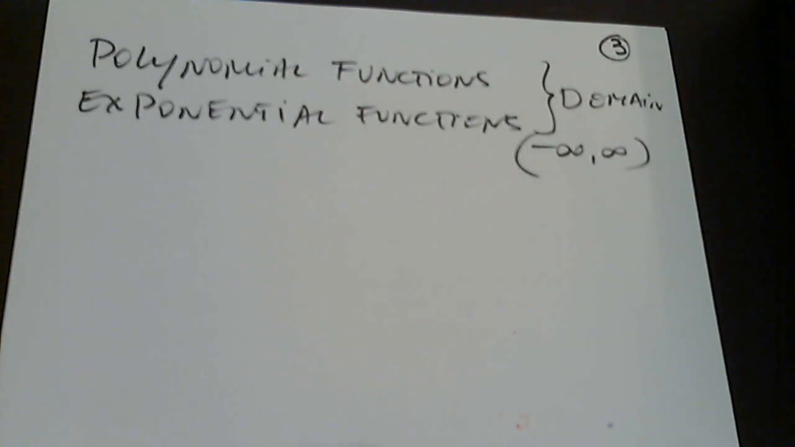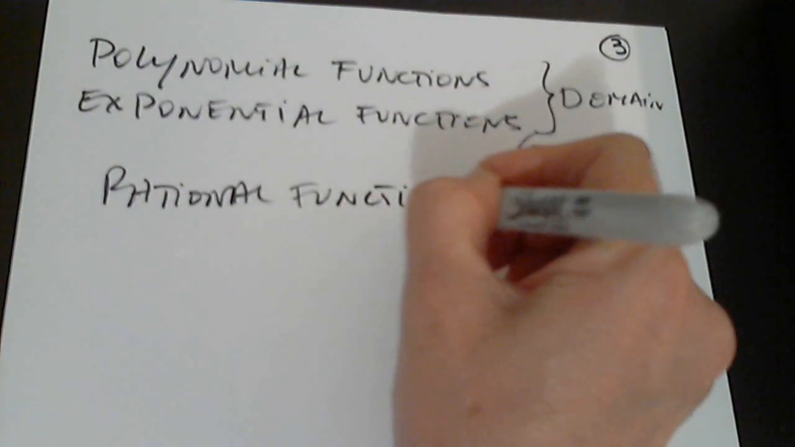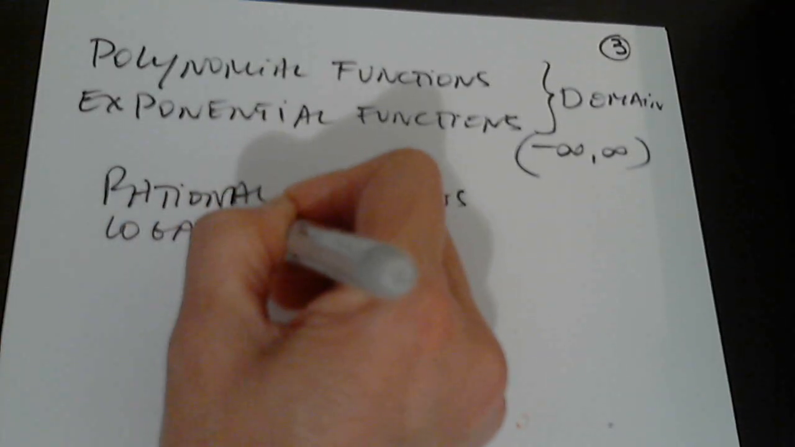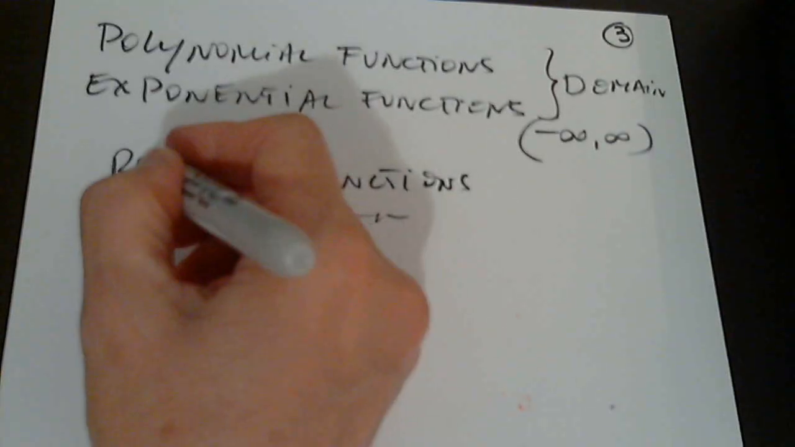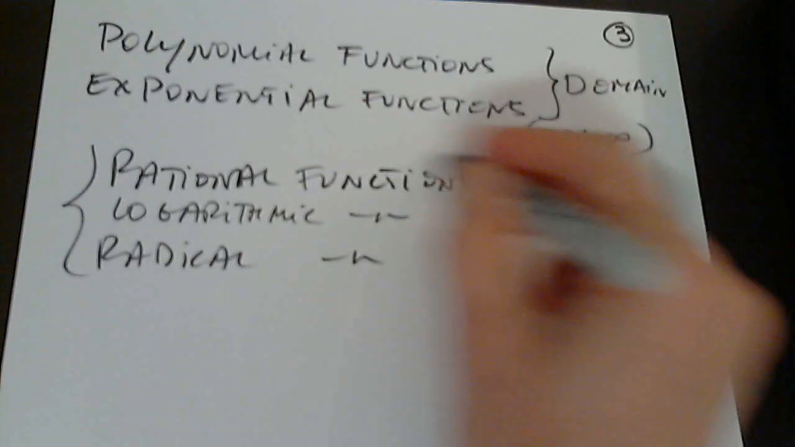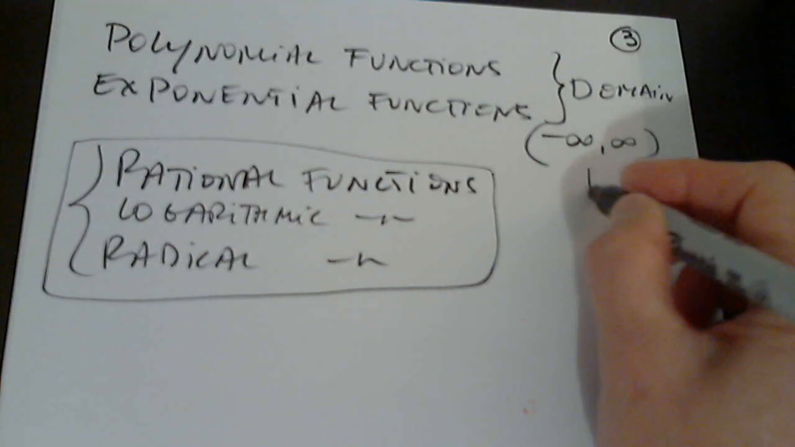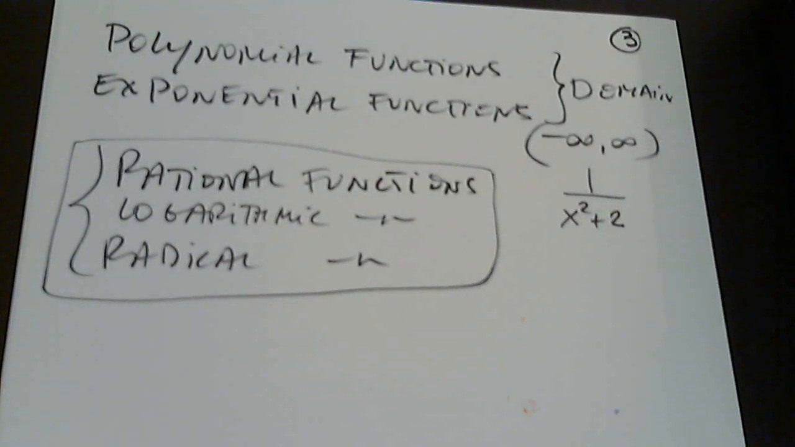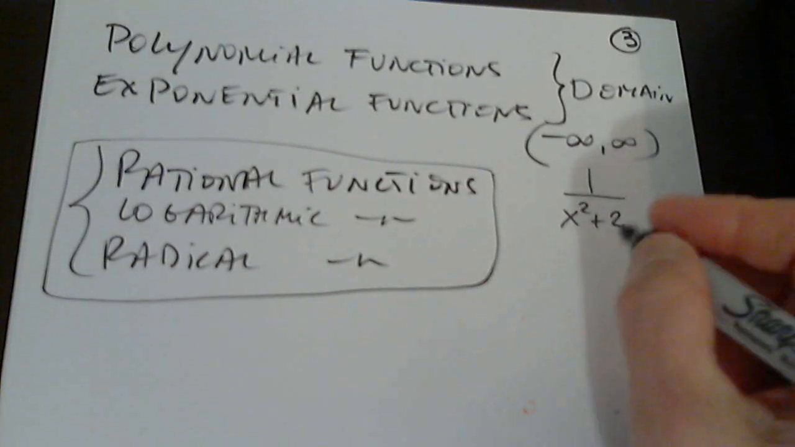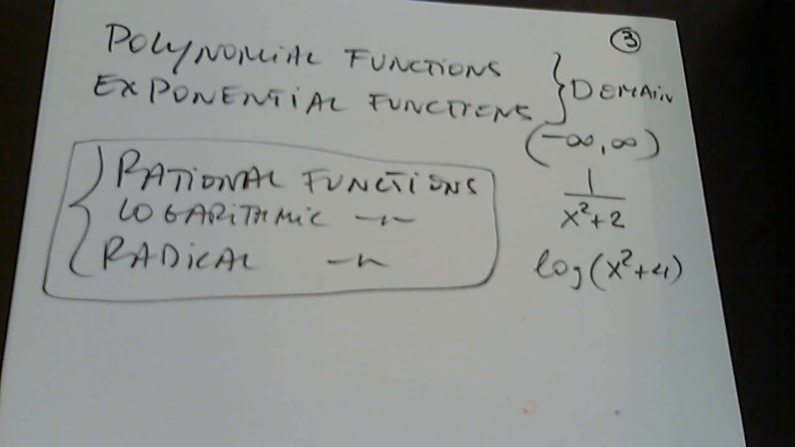Well, but we have others like rational functions, logarithmic functions, radical functions. These are not friendly. They may be, depending on the function itself. Because a rational function can be, for example, x squared plus 2. There is no problem with that. A logarithmic function can have, let's say, also log of x squared plus 4. There is no problem there. But these, in general, we have to be very careful about. They don't necessarily have domain all real numbers.